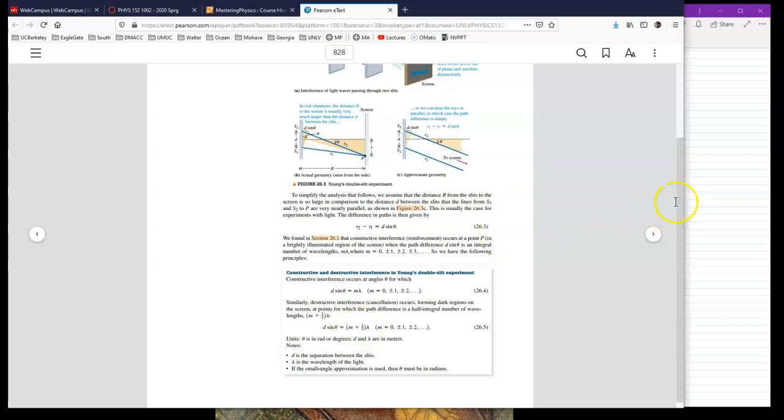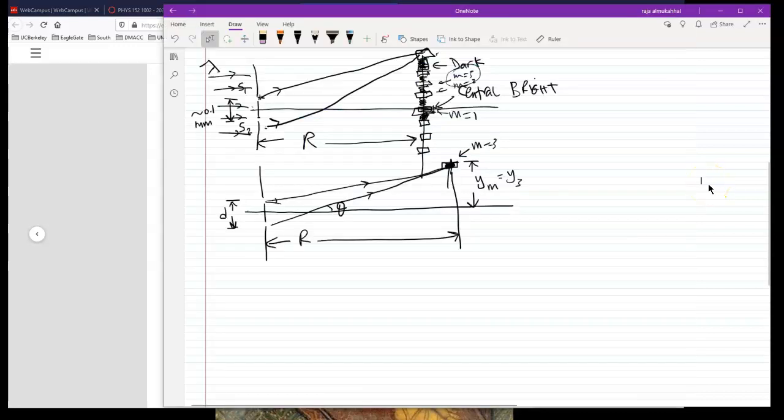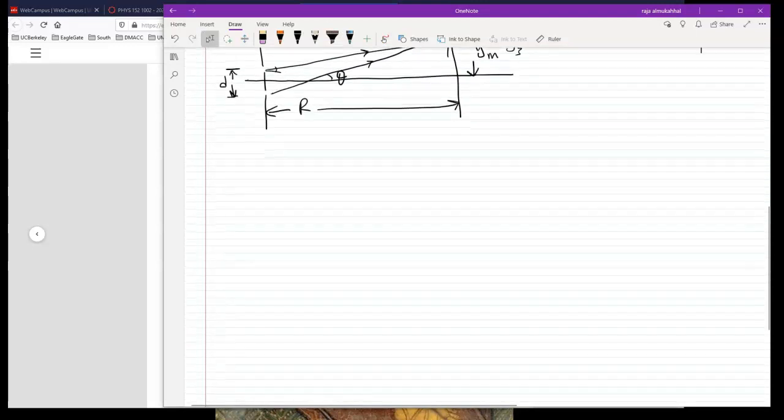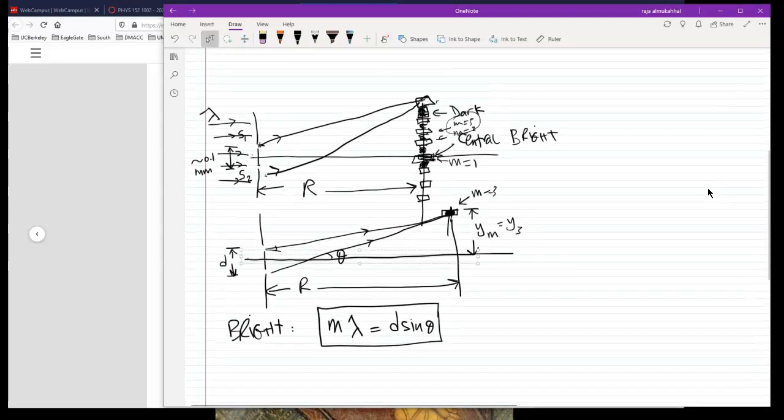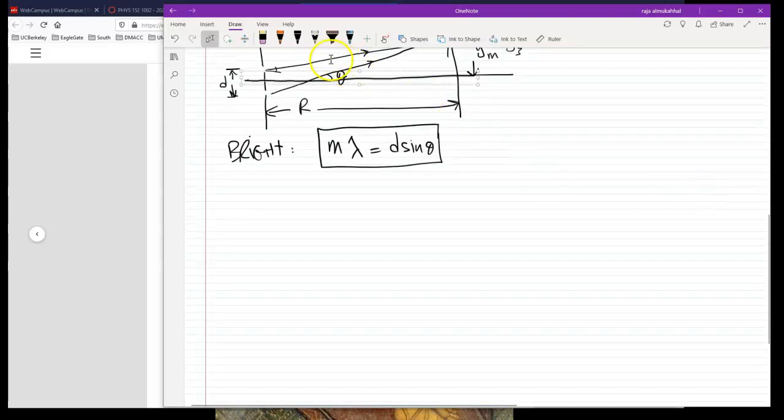So let me write down those two formulas. For bright, m lambda equals d sine theta. That's the first formula. And remember, theta here is this angle right here, and m is the order number.